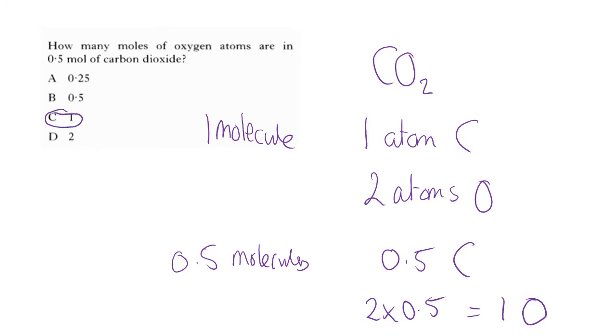We just take apart our formula and say for one molecule we have 1 carbon, for one molecule we have 2 oxygens. So if we had half a molecule, how many oxygens, how many carbons would we have?